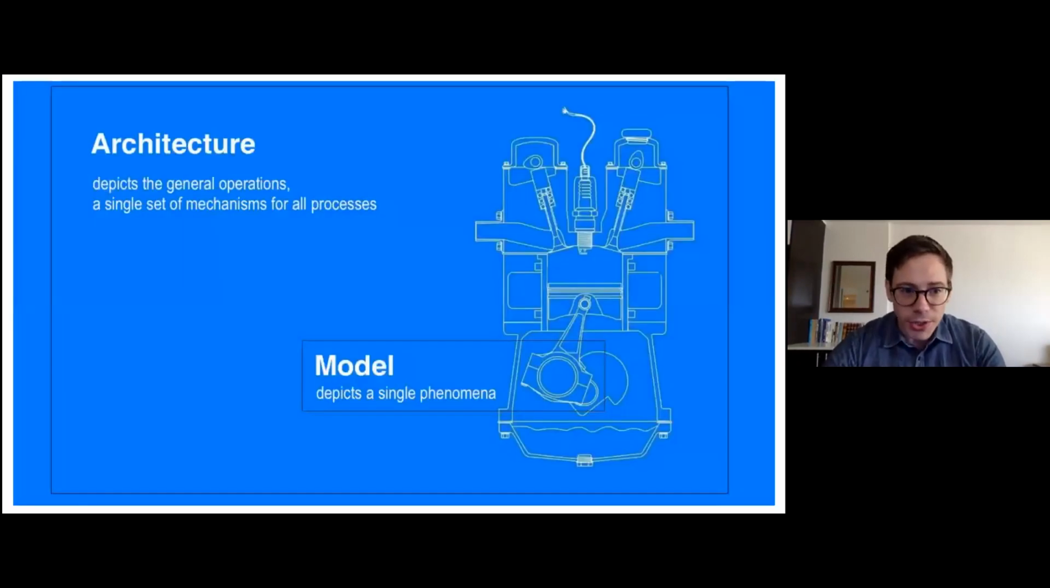So an architecture is the broad general idea. Here's a model of a motor. The architecture would give you the general operations, a single set of mechanisms for all the processes. Now, we don't have that yet. We're still in the early days of building an architecture of cognition. We're actually building models right now to depict single phenomena, trying to piece them together to see how maybe a single set of mechanisms would describe all that.